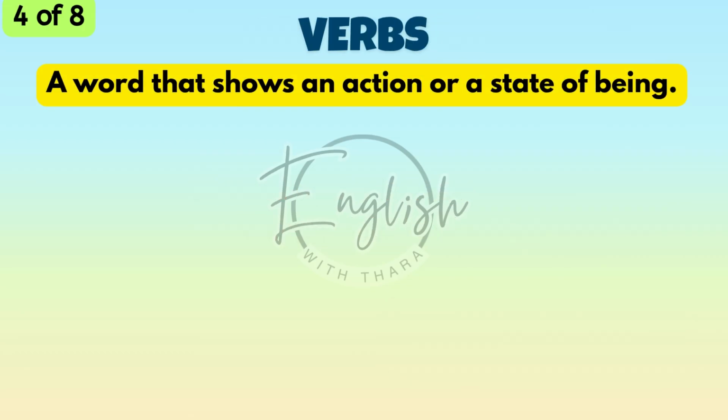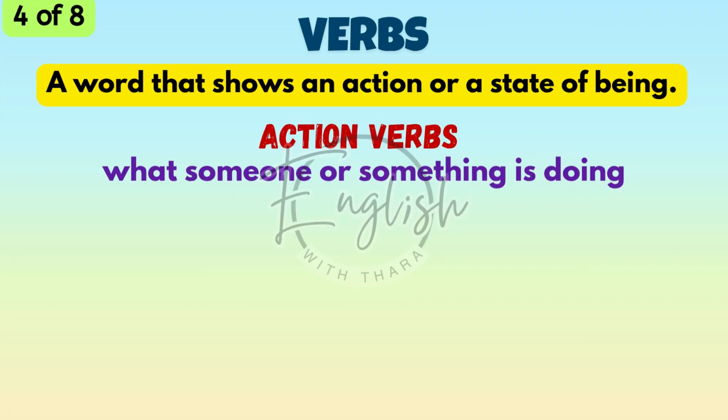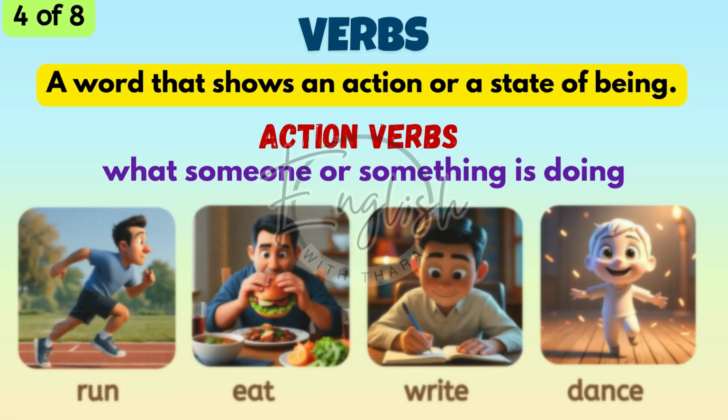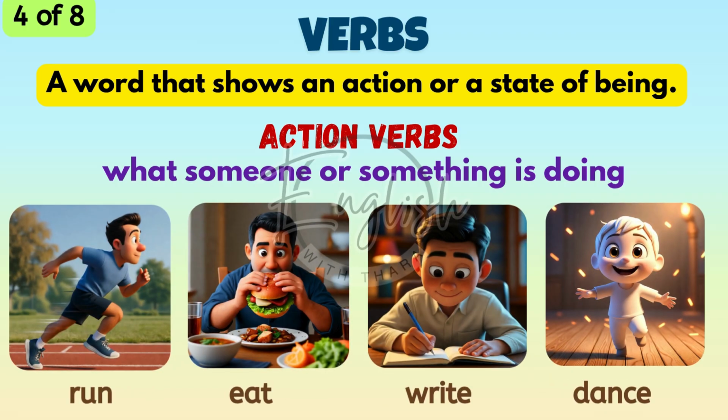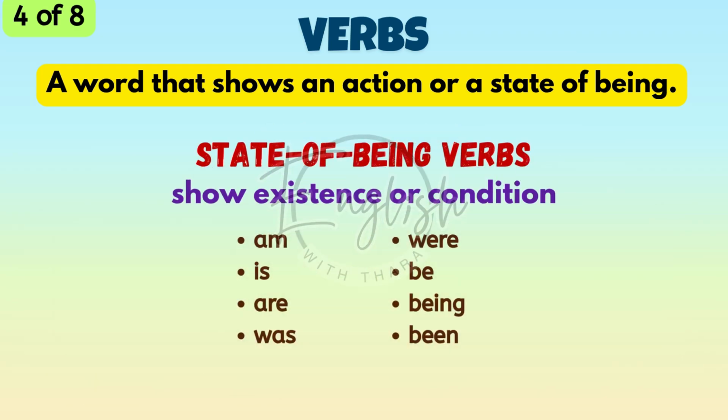Next, let's talk about verbs. Verbs are words that show an action or a state of being. For example, action verbs tell us what someone or something is doing. Words like run, eat, write, and dance are all action verbs. State of being verbs show existence or condition. Some common ones are am, is, are, was, were.